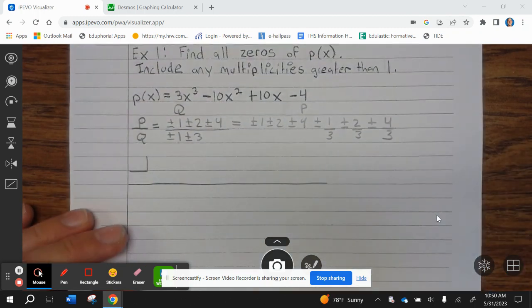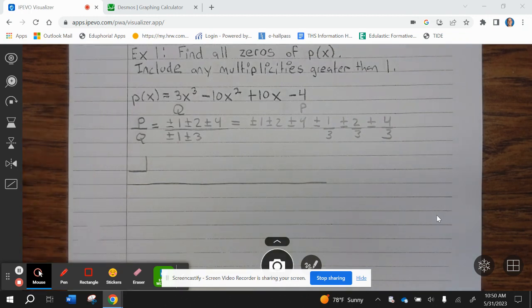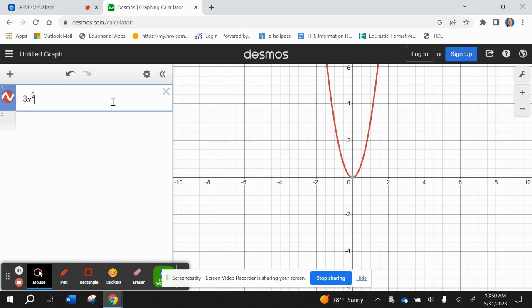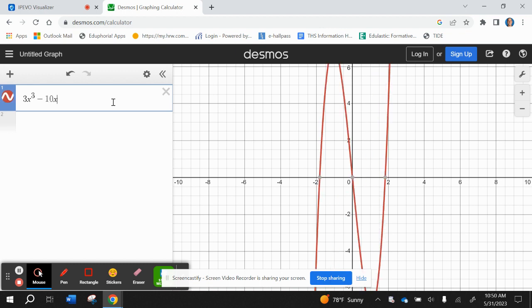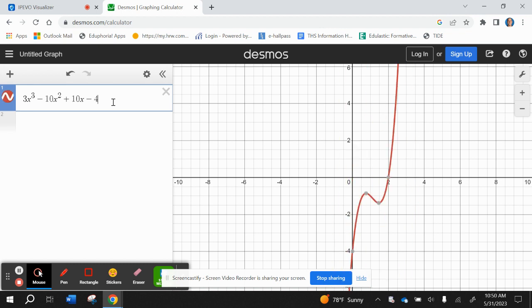All right. And we're going to go ahead and graph this to find which one of these is right off the bat a 0. So let's go ahead and graph that. So 3x squared. Oh, I'm sorry, 3x cubed minus 10x squared plus 10x minus 4.